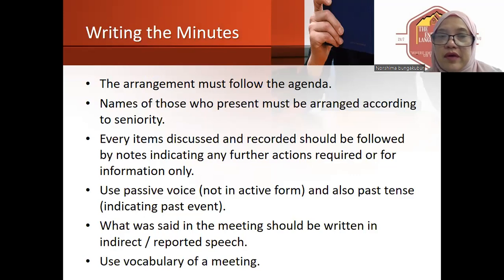Writing the minutes. Okay, the arrangement must follow the agenda. Names of those who were present must be arranged according to seniority. Each item discussed and recorded should be followed by notes indicating any further actions required or for information only. Use passive voice, not active form, and also past tense indicating past events. What was said in the meeting should be written in direct or reported speech. Okay. Use vocabulary of a meeting.